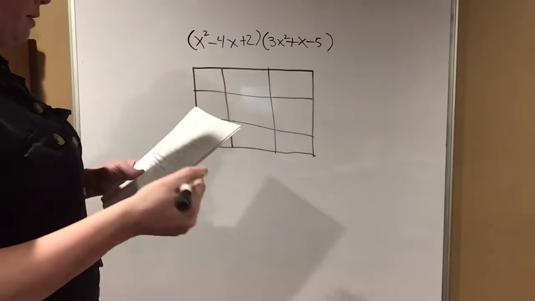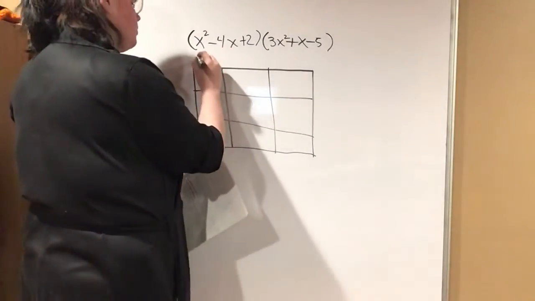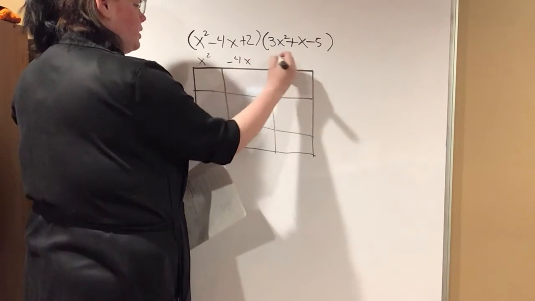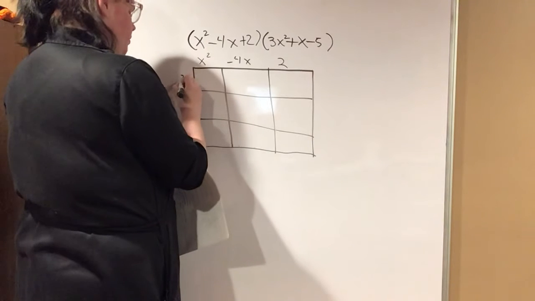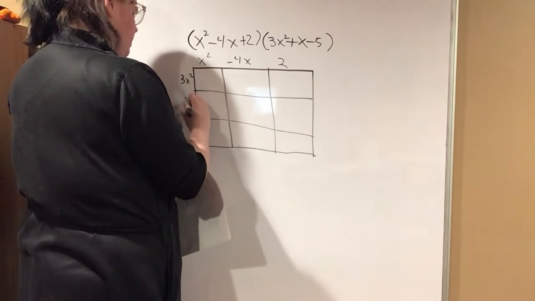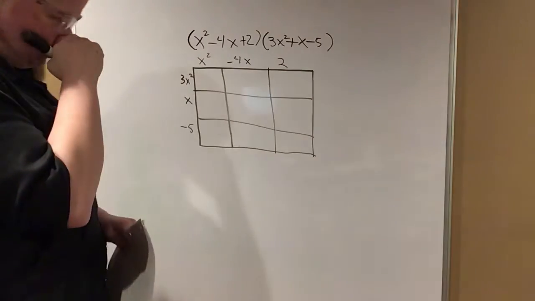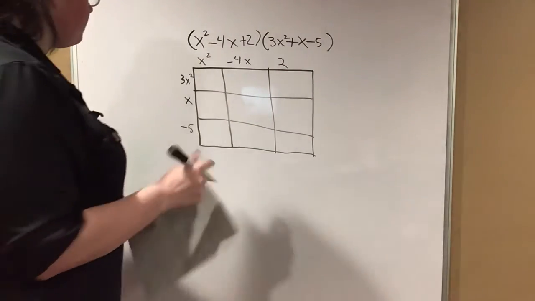Okay, so I made my box. So x squared goes here, negative 4x, and 2. Put my 3x squared over here, and my x, and my negative 5. So, now let's multiply things.